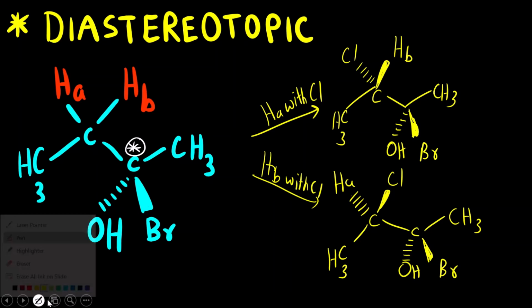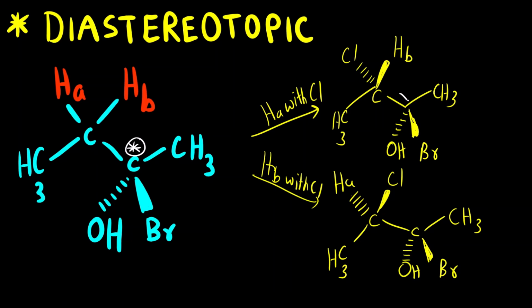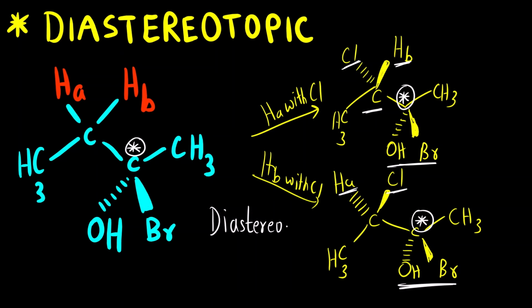So here you can see that for this chiral center, the stereochemistry is the same: OH is below the plane, Br is above the plane. But for the other chiral center, you can see Cl and H, both their positions are interchanged. So if we change the stereochemistry at only one of the chiral carbons, what are they called? They are called diastereomers. Hence these are called diastereotopic.